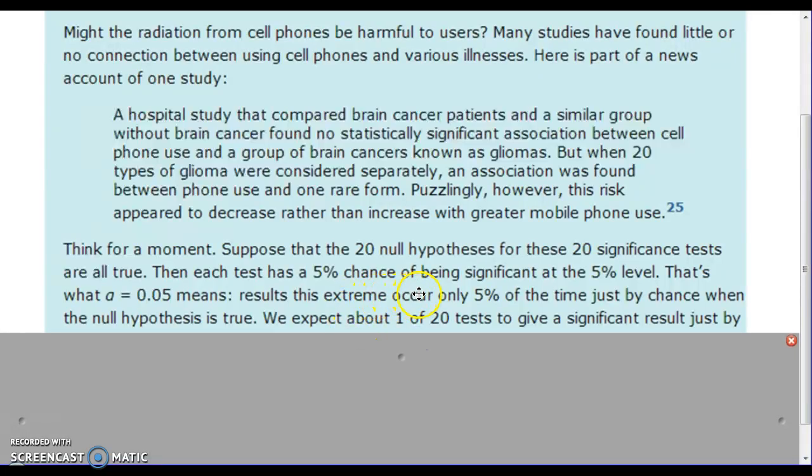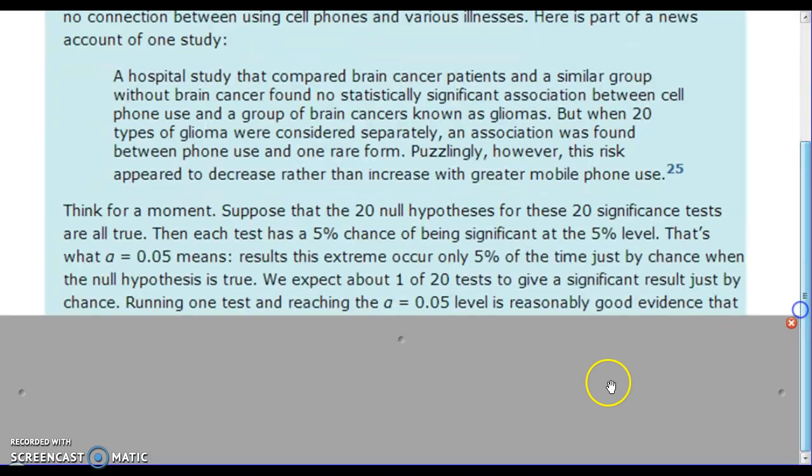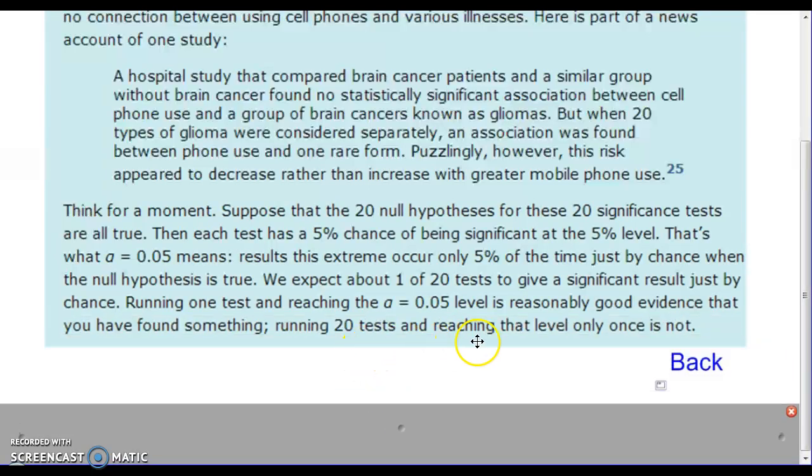So that would mean we're going to wrongly think that we have significant results even when the null hypothesis is true. So we would expect about 1 in 20 tests to give significant results just by chance, and therefore making a type 1 error. Running one test and reaching that 0.05 level is reasonably good evidence that you have found something. Running 20 tests and then reaching that level once is not significant evidence. We would expect to make 1 error out of 20 because that's 5% of the time. So we should not be surprised that 1 of the 20 was found to be significant.